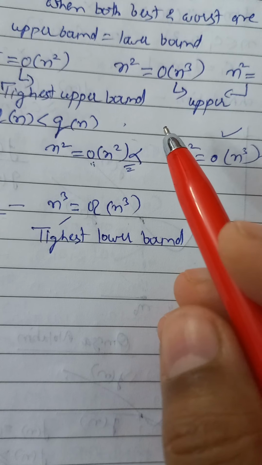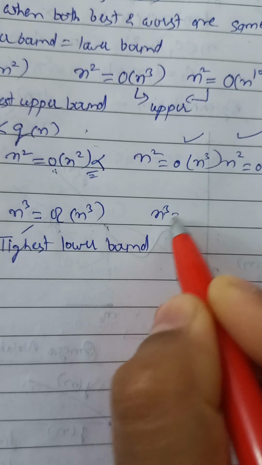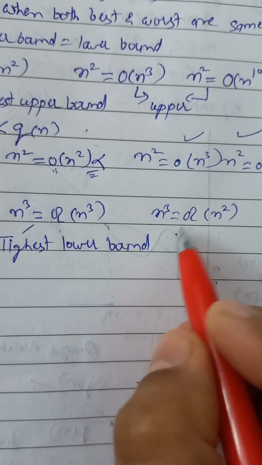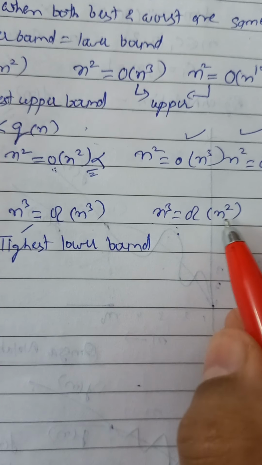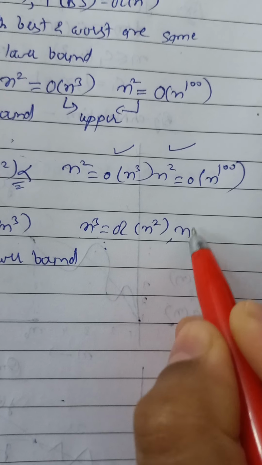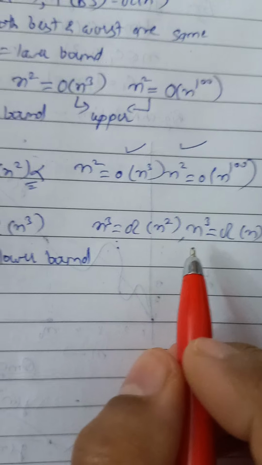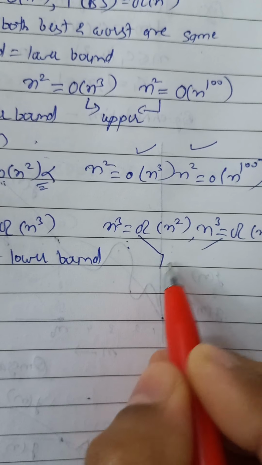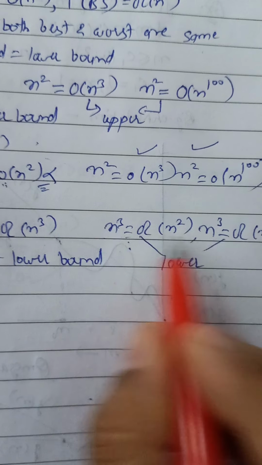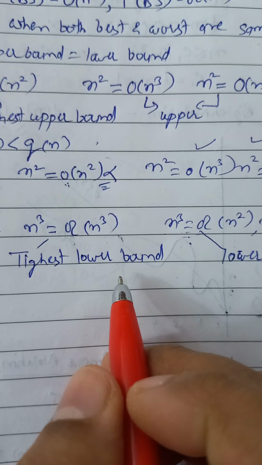And suppose we have n cube is equal to omega of n square. This is not tight, because here n cube is greater than g(n). In a similar way, if we have n cube is equal to omega of n, this is also not a tight lower bound. These are two lower bounds but not tight, because the function is always greater than g(n). But in the first case both are equal, that's why it is the tightest lower bound.